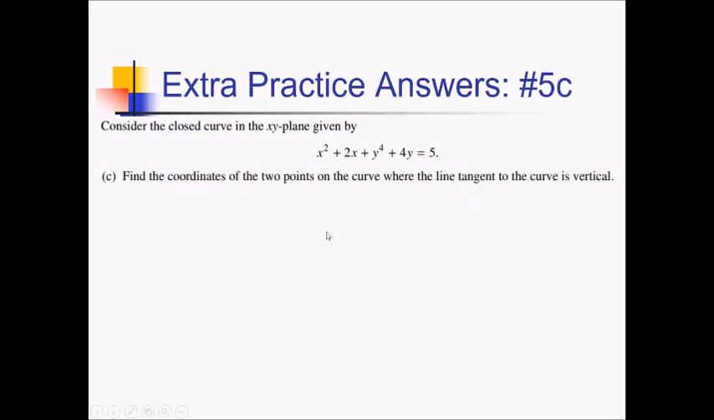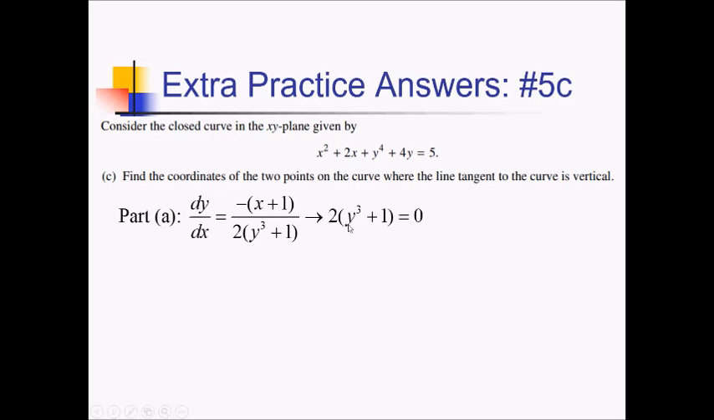On this part, we want the coordinates of 2 points on the curve where our tangent line is vertical. So recall again our dy/dx from part A. If we're talking about vertical tangent lines, we're talking about an undefined slope, a slope where the denominator is 0. So we need this denominator here, 2 parentheses y cubed plus 1, to have a value of 0. Well, we could just divide both sides by 2, so it's really y cubed plus 1 equals 0. Which means y cubed has to have a value of -1. And if we just take the cube root of both sides, we see that y must equal -1.